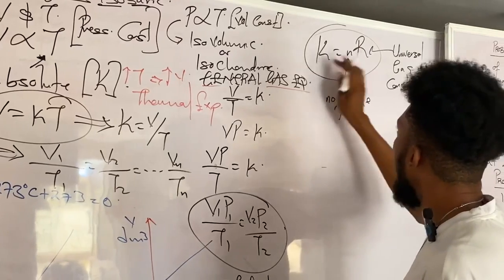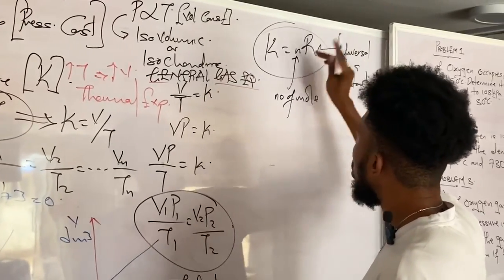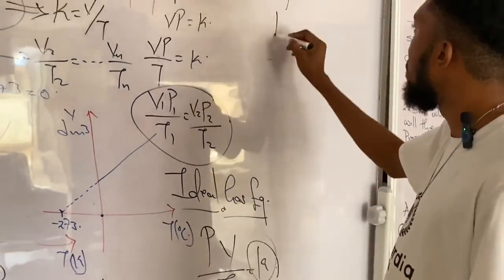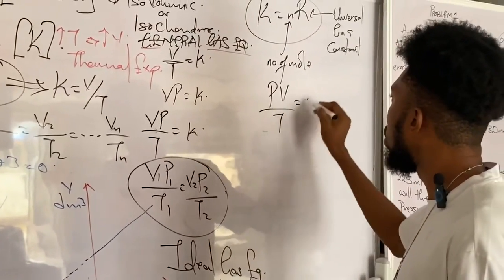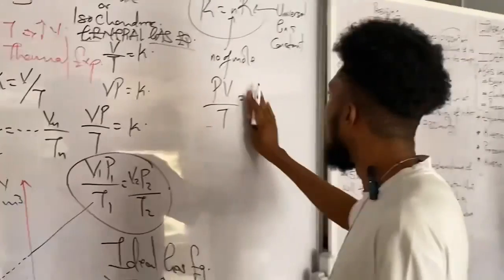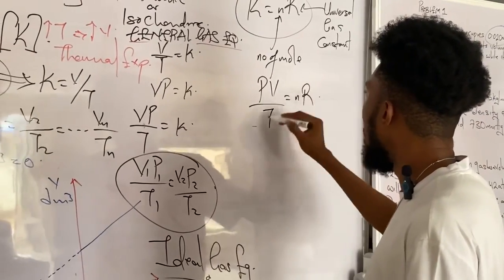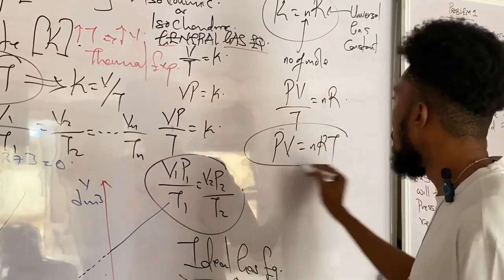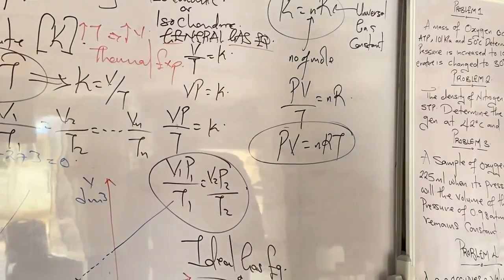So we have K is nR. By the time you substitute this nR in place of K in the ideal gas equation, we'll have PV over T is equal to nR. So when you cross multiply, you now have PV equals nRT, which is the ideal gas equation that you are conversant with.